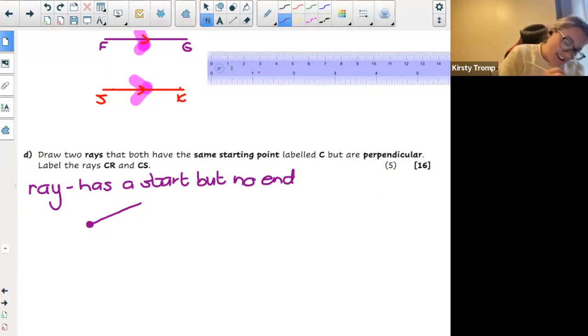Ma'am, you use an arrow. Good, thank you, Omar. Well done. I use an arrow. Thanks, Omar. Thank you for the help. Okay, so that's array.